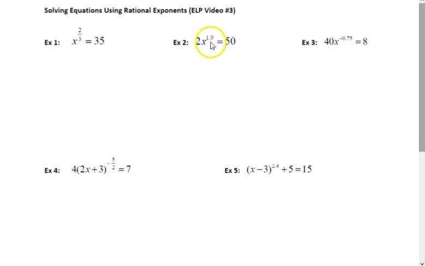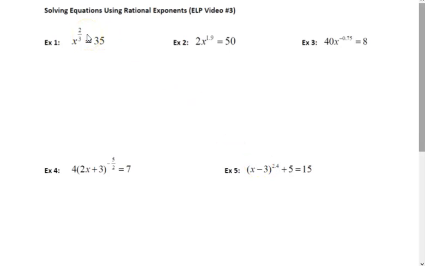1.9 over 1 could become 19 over 10. 0.75 could become 3/4. 2.4 over 1 could be 24 over 10 or 12/5. So all of these could be written as a ratio of two integers.